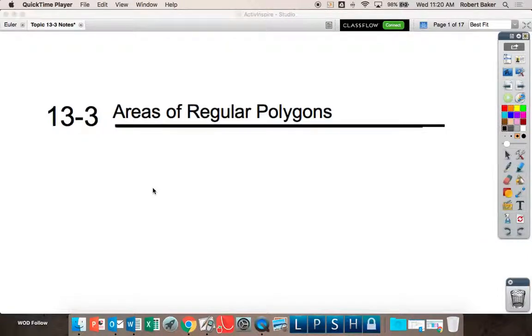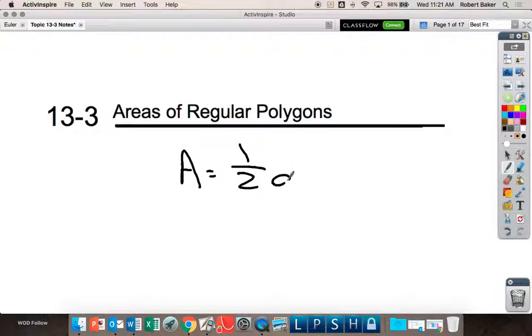A regular polygon is defined as a shape with all equal sides and all equal angles. Okay? When we have that, it creates so many great things that you can do. You know that every angle is equal, you know that every side is equal, and you know how to break equal things into equal pieces. So today we're going to use this formula. The area of a regular polygon is equal to 1/2 the apothem times the perimeter.